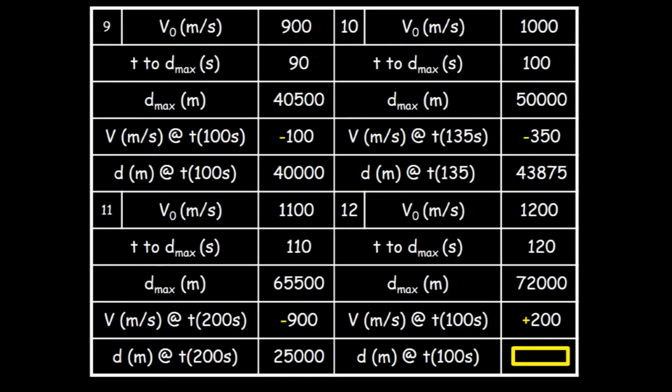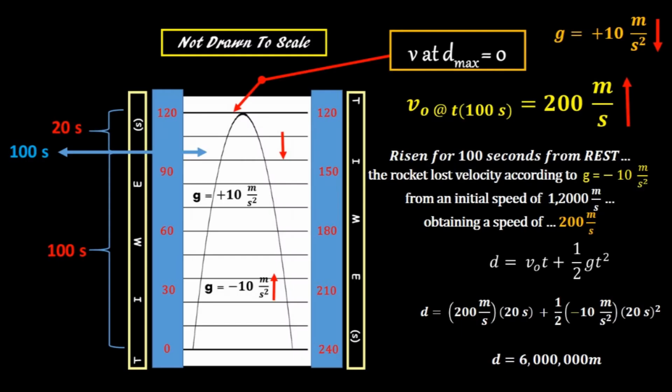Plus 200 because it's going up. And then to get the distance from that, you would calculate the velocity at the 100 second mark, and then you would simply use the equation relative to a negative acceleration, the time that's left over, and the initial velocity. So it's going to be 200 times 20 plus 1/2, and it's a negative 10 times 20 seconds, because that's what's left over, squared, and you get 6 million.